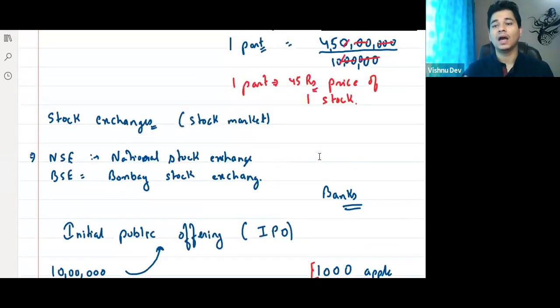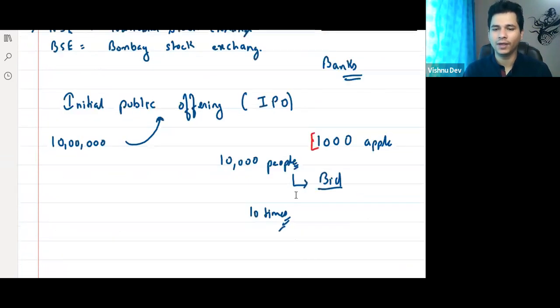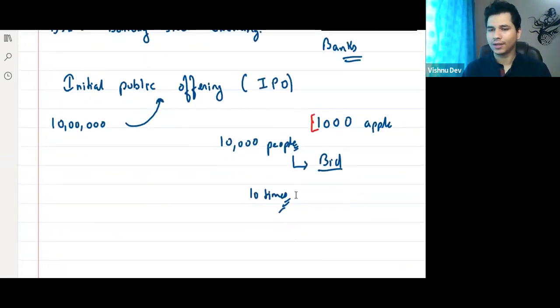Then how will I sell this? I will ask the banks or some mediator to sell this, and the public and other organizations will bid for it. Bid means, like an auction, they will bid for it. Depending on that, the number of stocks will be sold to the public.